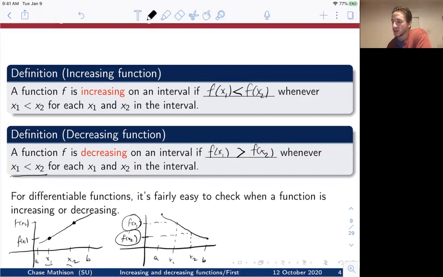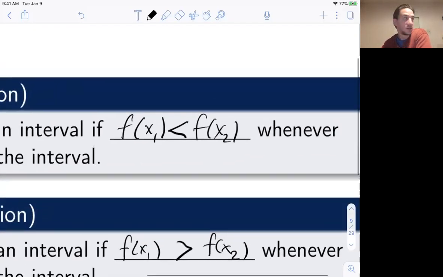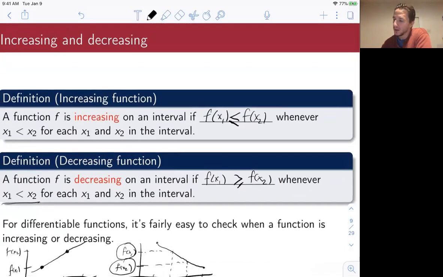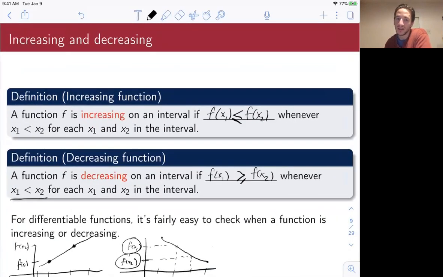Some books will use the terminology increasing and decreasing to mean that instead of strict inequality, we have less than or equal to, or greater than or equal to here. Your book does not, but just so you know, some books do that. So we're going to stick with strict inequality.